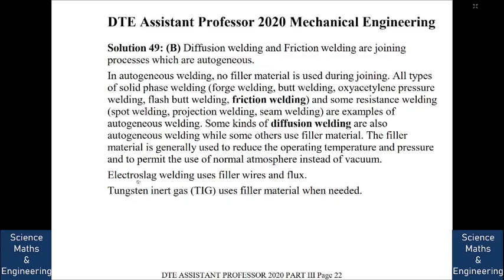Okay. Now electroslag welding uses filler wires and flux, and tungsten inert gas welding uses filler material when needed. So our answer is that friction welding and diffusion welding are autogeneous. So option B is the correct answer.